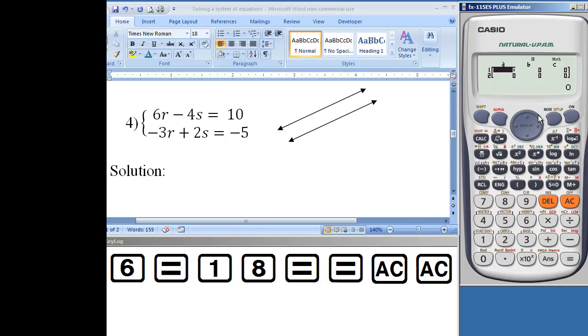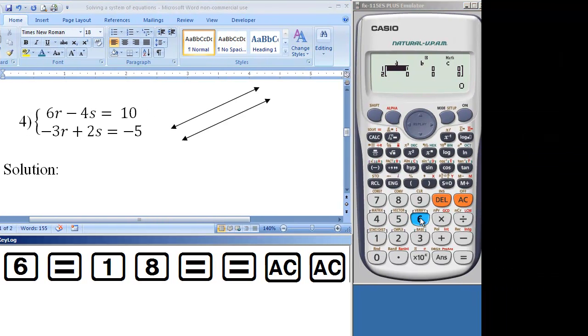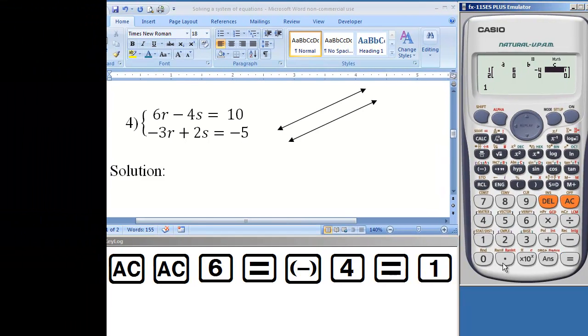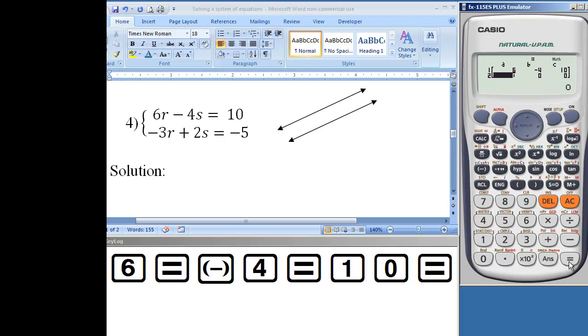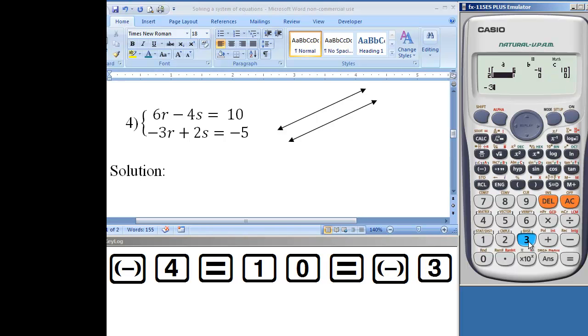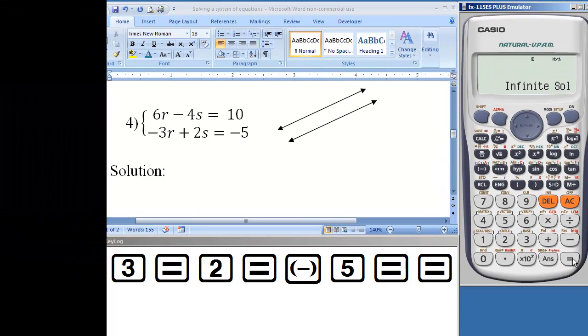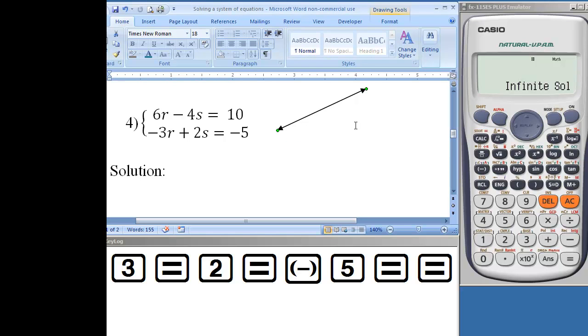Okay, let's enter in our coefficients. 6, -4, and 10, -3, 2, and -5. Infinitely many solutions. So what that means is actually this second line here lies on top of the first line, and of course in that case they would touch infinitely many places, therefore having infinitely many solutions.